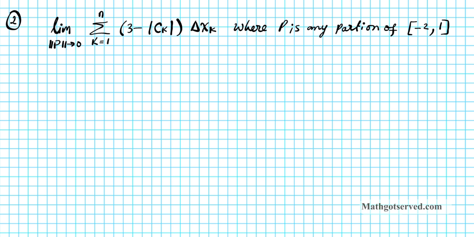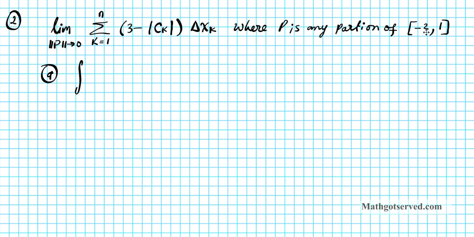Okay, let's take a look at number 2. So for number 2, we have the limit as the norm of the partition approaches 0 of the discrete sum from k equals 1 to n of 183 minus the absolute value of c sub k, delta x sub k, where P is any partition of negative 2 to 1. All right, so part A is to express this limit of a Riemann sum as a definite integral. All right, so let's go ahead and do that. So we're going to have the definite integral.